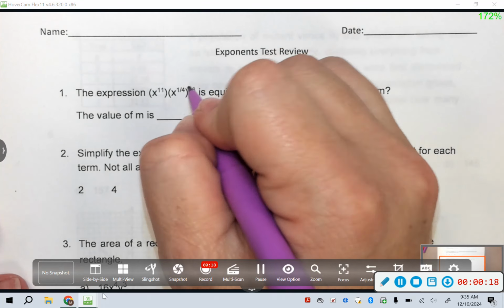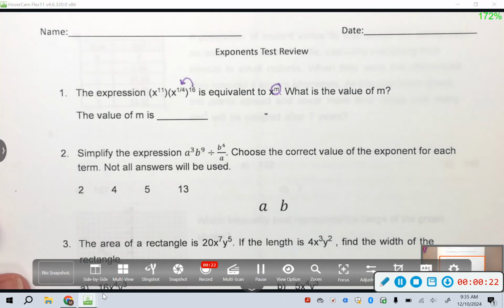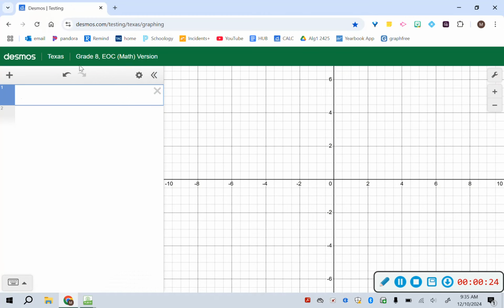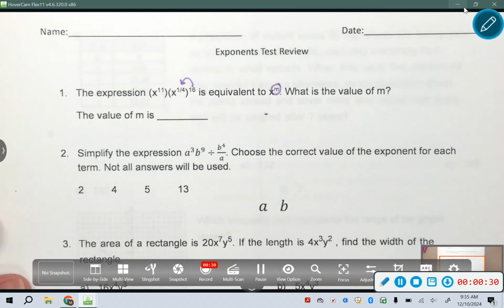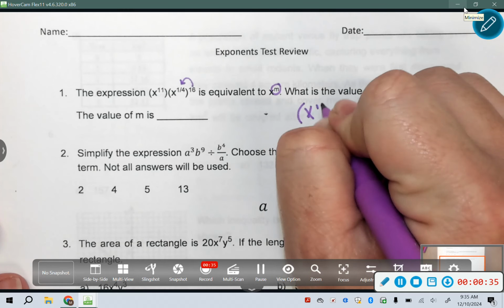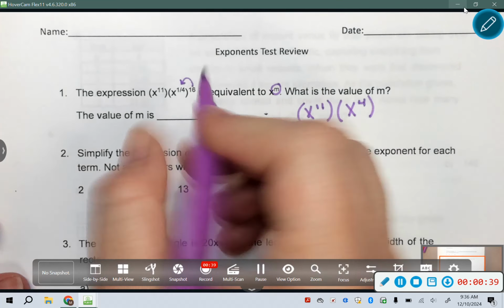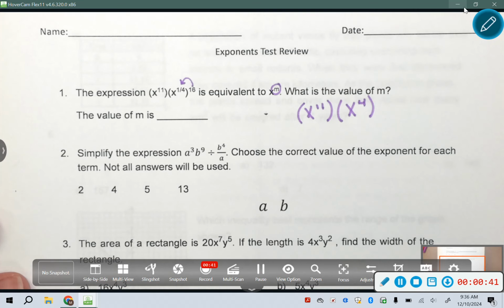So first things first is we have to do power to a power. Okay, so 16 times 1/4. If we don't know, we should go straight to our calculator. So 16 times 1/4 gives us 4. So I'm going to rewrite, I have x to the 11th because I haven't done anything to that. And now I have times x to the 4th power because I multiplied power to a power.